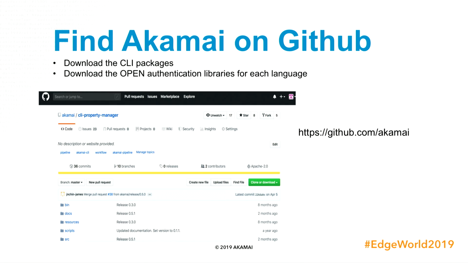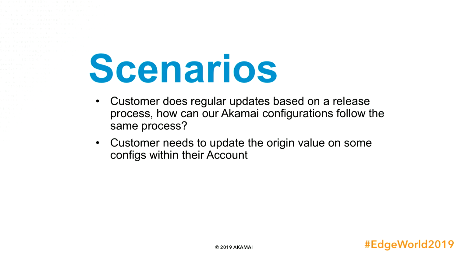What I want to talk about specifically is one capability within the Property Manager CLI, which is something we call pipeline. If you're in a scenario where you have tooling already for your website and you have a release process and you're automating things between the different environments, but you haven't done that yet for Akamai, pipeline is a tool that can help you with that.